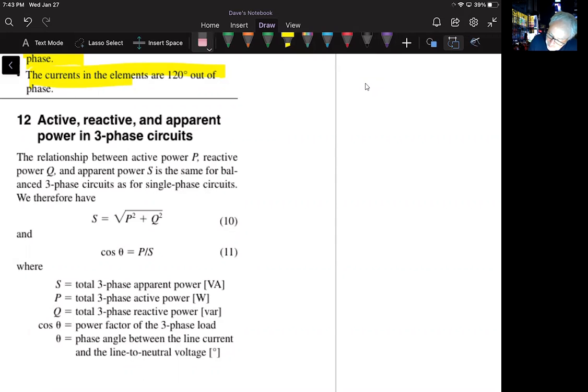The apparent power is equal to the active squared plus the reactive squared. And then in terms of the power factor, it's defined a bit differently, because it's still the cosine of the angle. The cosine of the angle is equal to the power factor of the three-phase load, where this angle now is the angle between the line current and the line to neutral voltage. So it's defined a little bit differently than we had used before. This is the total apparent power in volt amps. This is the total active power in watts, and this is the total reactive power in VAR, volt amps reactive.